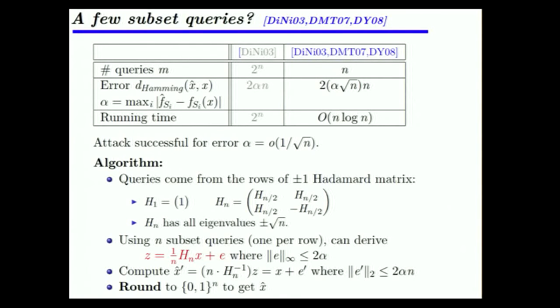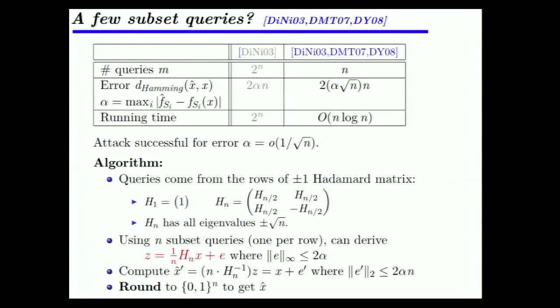So the matrix is orthogonal, and that tells you that all its singular values are exactly square root of n. Okay, so we know a lot about this matrix. Now it turns out that using n subset queries, roughly 1 per row, I can reconstruct something like the matrix product of this Hadamard matrix with the secret data x. Okay, so there's a little mismatch here. I'm talking about plus 1 minus 1 matrices, and I said my queries were 0, 1. Turns out that's easy to deal with.